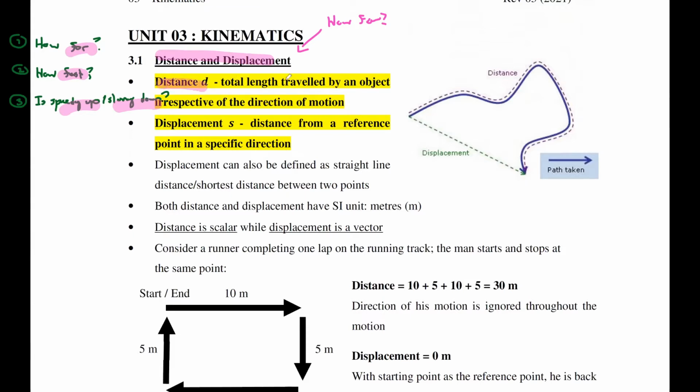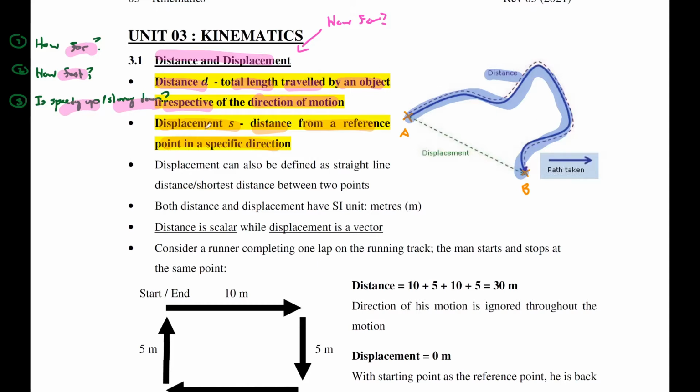And then distance is defined as the total length traveled by an object irrespective of its direction of motion. Whereas displacement is the distance from a reference point in a specific direction. So if I give you an example right now, you have point A and then you have point B. You want to go from point A to point B. One person took this path to go from point A to point B. This is what you call as distance, the total length traveled from one point to another, irrespective of the direction. You don't really bother about the direction, you just really bother about the total length you have traveled.